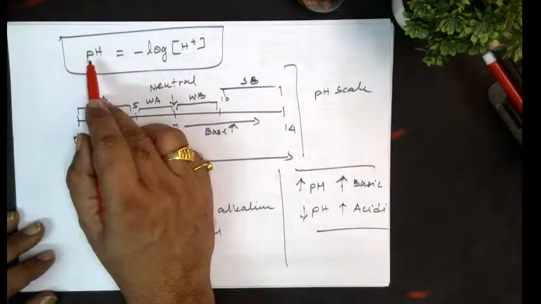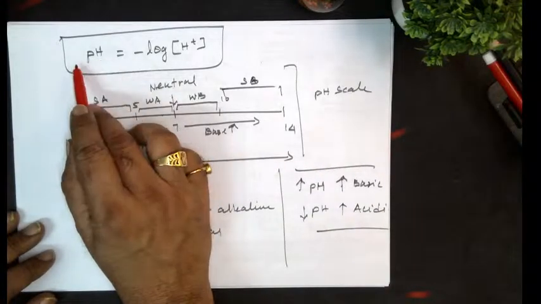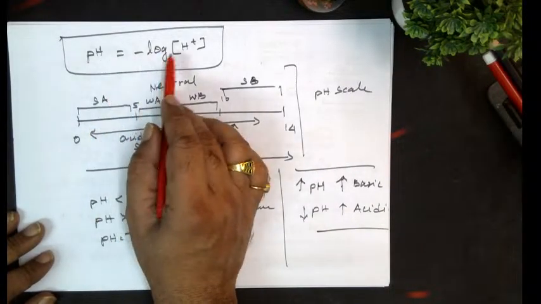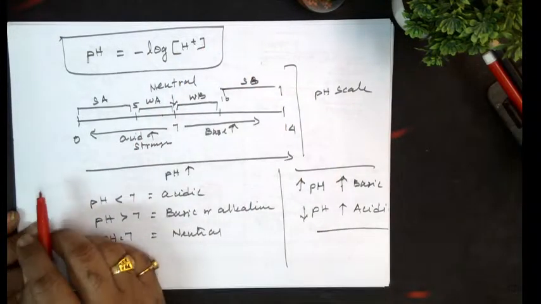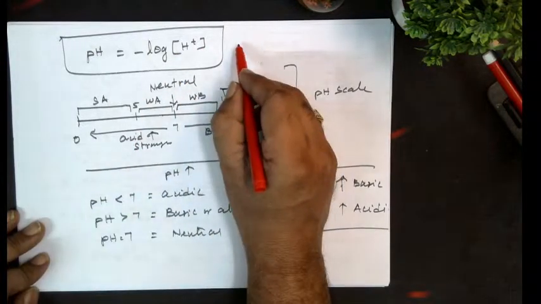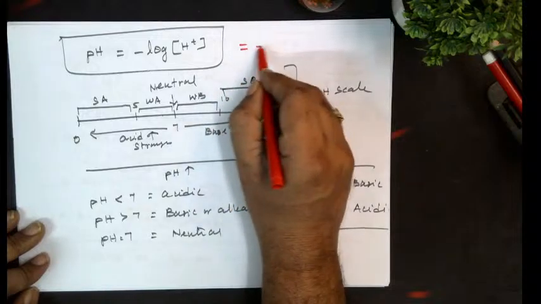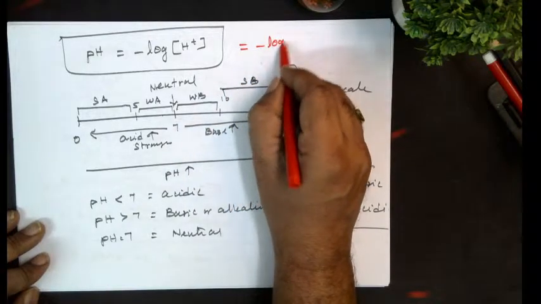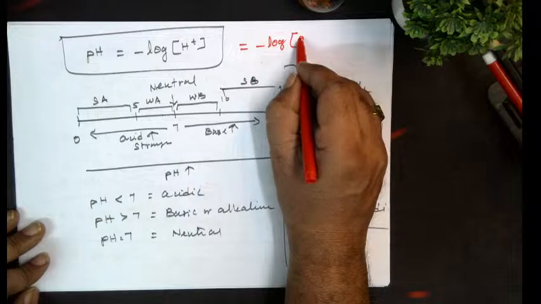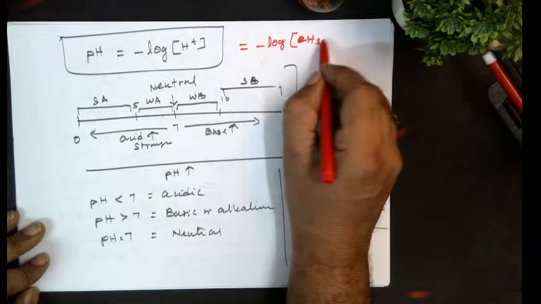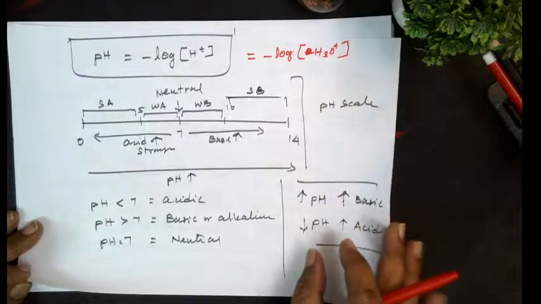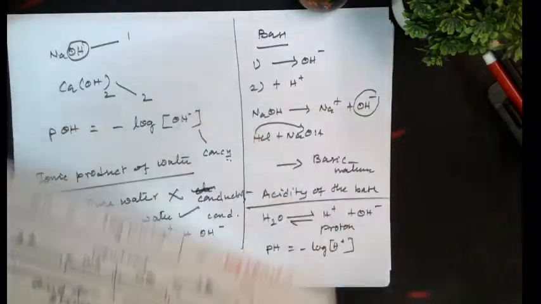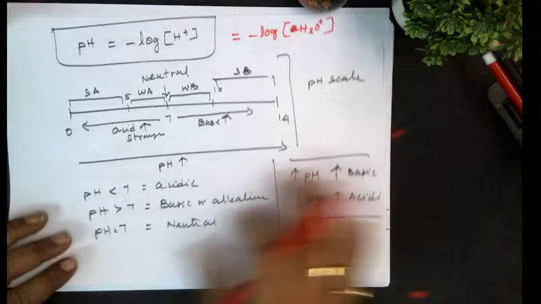Sir, what is pH mathematically? It is nothing but negative logarithm of hydrogen ion concentration. This square bracket represents concentration, or this can also be represented as negative logarithm of hydronium ion concentration, that is H3O+. So what do you mean by this hydronium ion? It's very simple, because hydronium is nothing but H+ along with the water. I will explain this later.